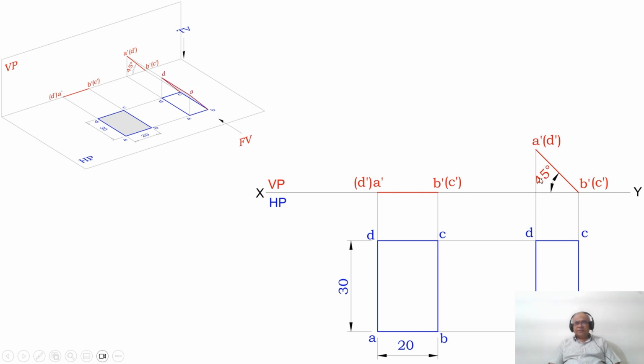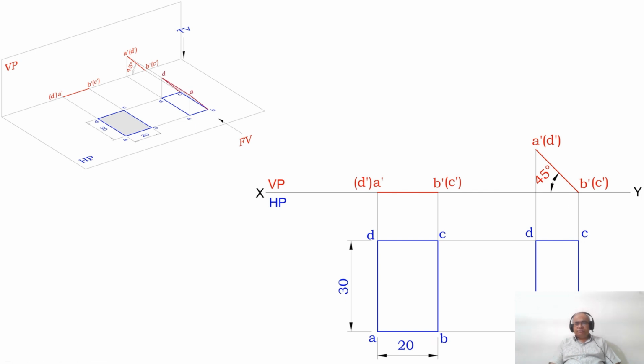Draw a vertical projector from A dash, D dash to the top view, and similarly from B dash, C dash to the top view. And draw a horizontal projector from A and B and also from C and D. All these four points are going to intersect.